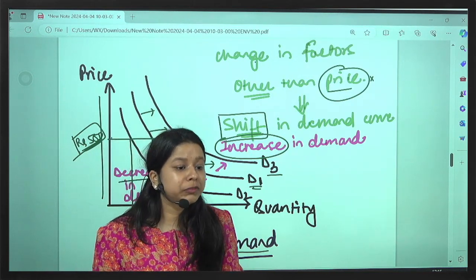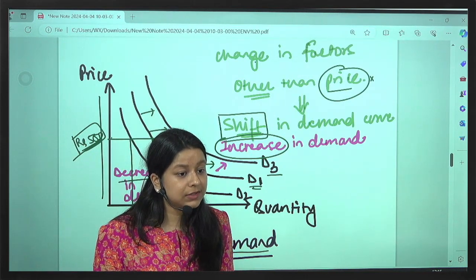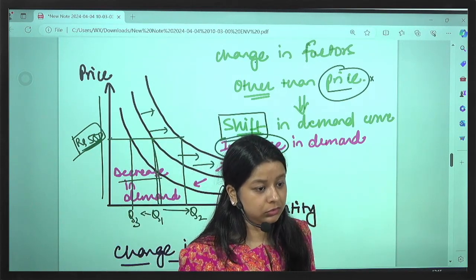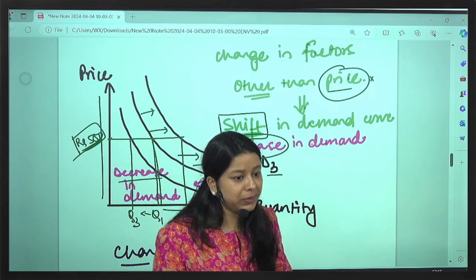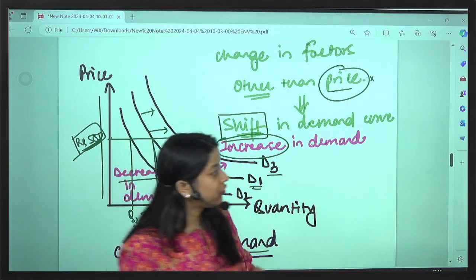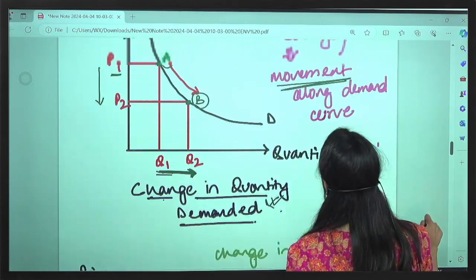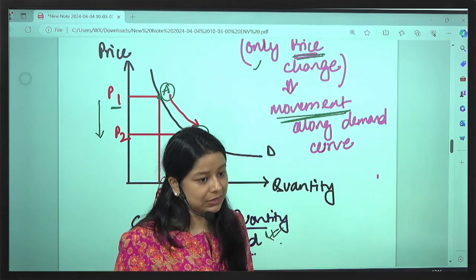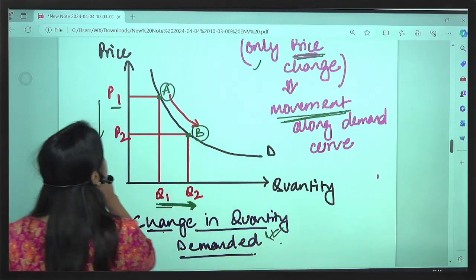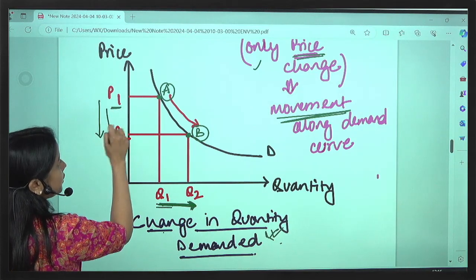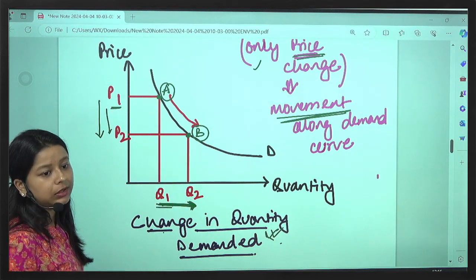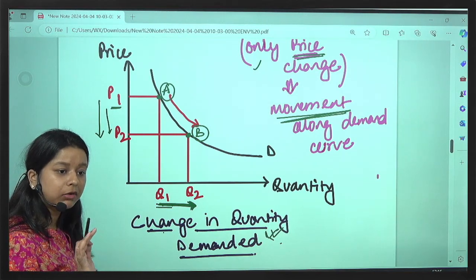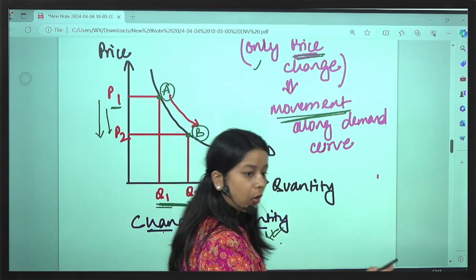When there is a movement along the demand curve, when there is a movement. Tell me, when does movement happen? When there is a movement along the demand curve, when there is only a change in its own price, nothing else. When there is a change in its own price, there is a movement along the demand curve. There is no new demand curve coming up. All right. Okay, got it.